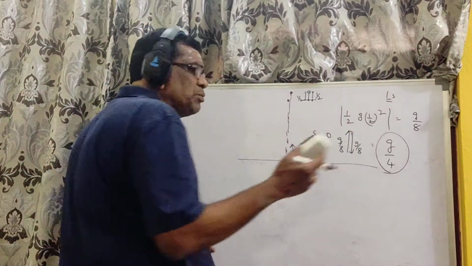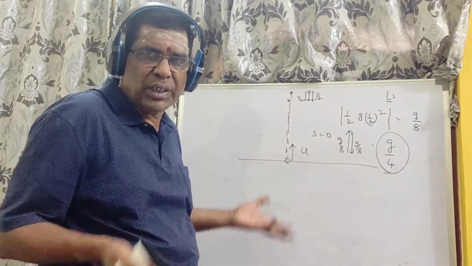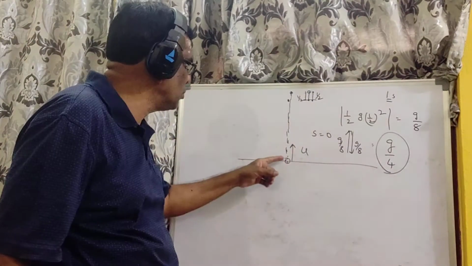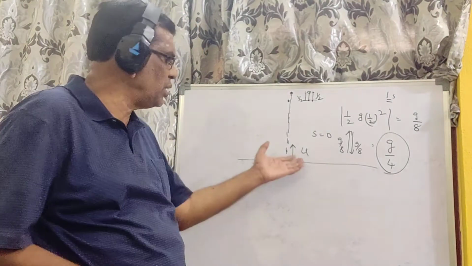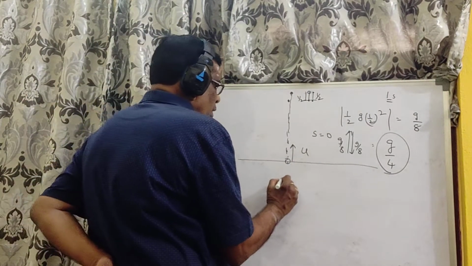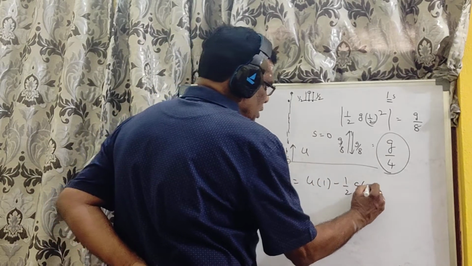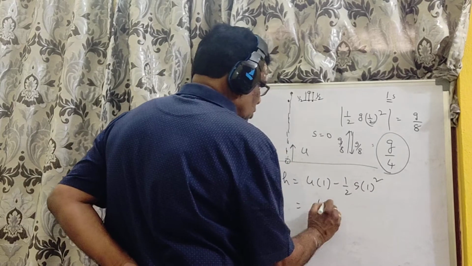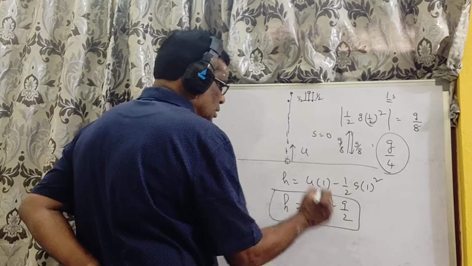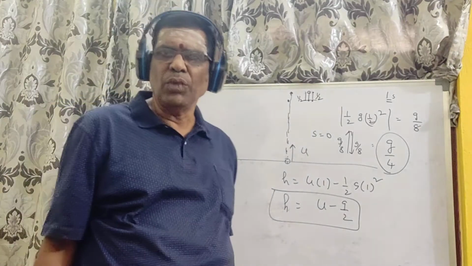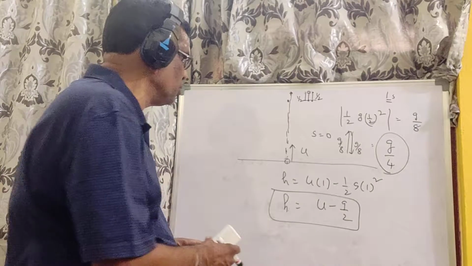g/4. Maximum, if they ask you, this is the maximum velocity. Your projection velocity itself is maximum. So here itself you have to take 1 second and find out whatever it is, for u. For example, I want to know h is equal to ut minus half g t square. So it is u minus g/2. You can't get this unless u is given. Now this is important. I hope you understood this point here, right?